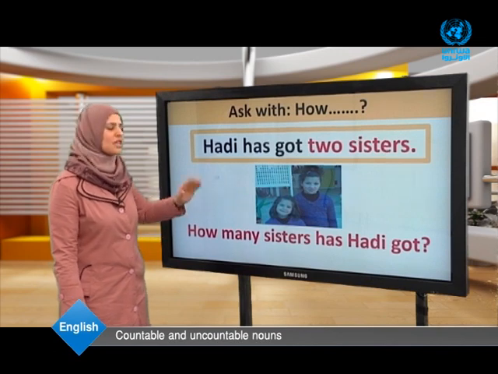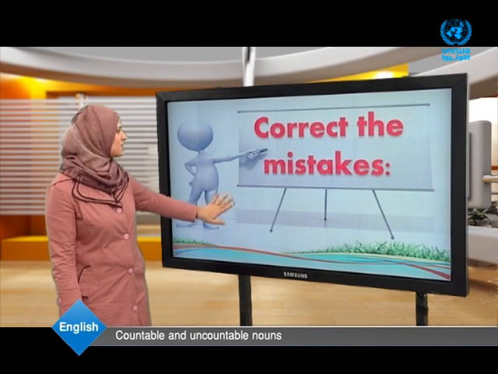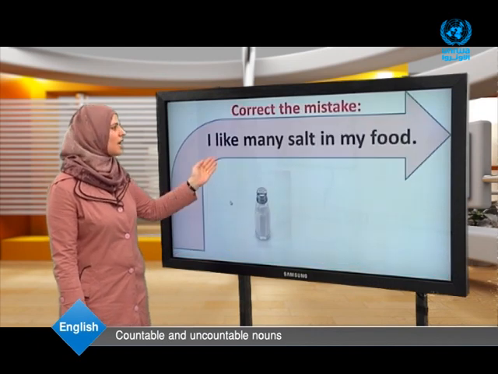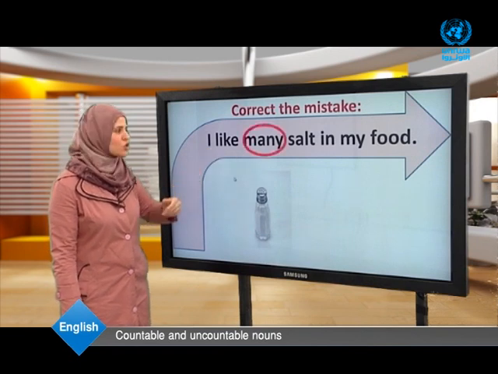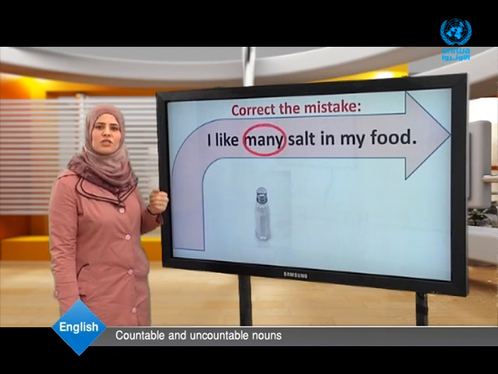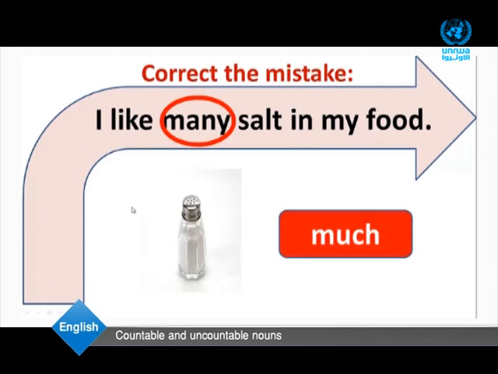Now, dear students, let's have another activity, which is correct the mistakes. Let's have our first one. I like many salt in my food. Here, many is wrong because salt is an uncountable noun. So can you correct the sentence? I like much salt in my food.